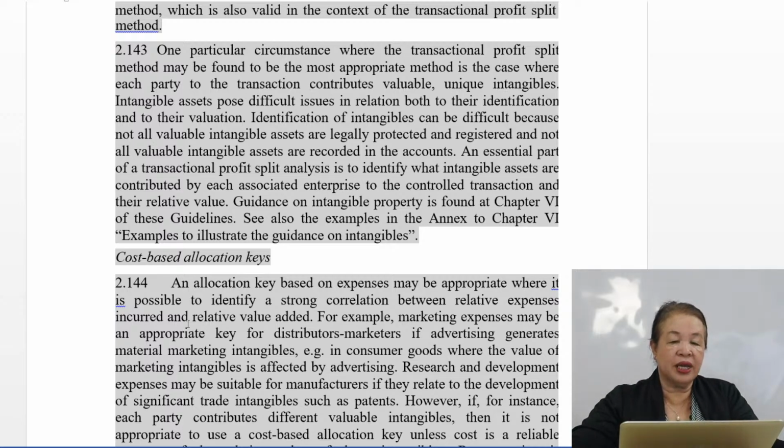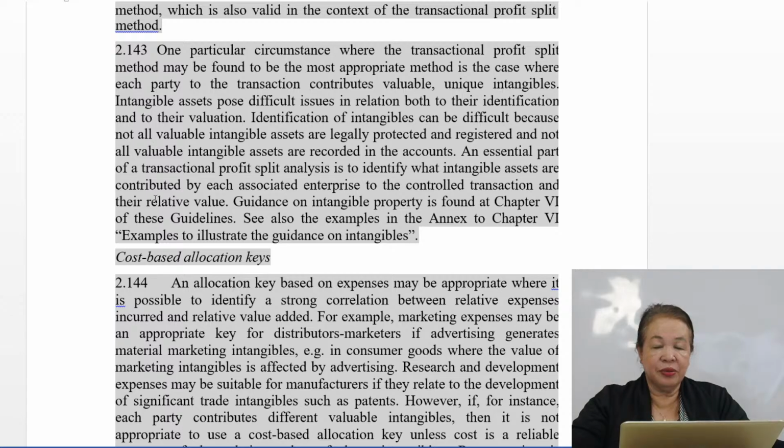Pwede lang natin i-recognize yung intangible if there is a basis na talagang nandyan siya, can be measured, you know, recognize lang natin siya kung yung value niya can be measured at saka yung nandyan talaga yung existence niya. Kasi kung estimate lang o future period pa, hindi natin i-recognize yung intangibles. Okay. Identification of intangibles can be difficult because not all valuable intangible assets are recorded in the accounts, no? Sometimes you cannot find the intangible assets in the financial statement. Why? Kasi hindi siya ni-recognize.